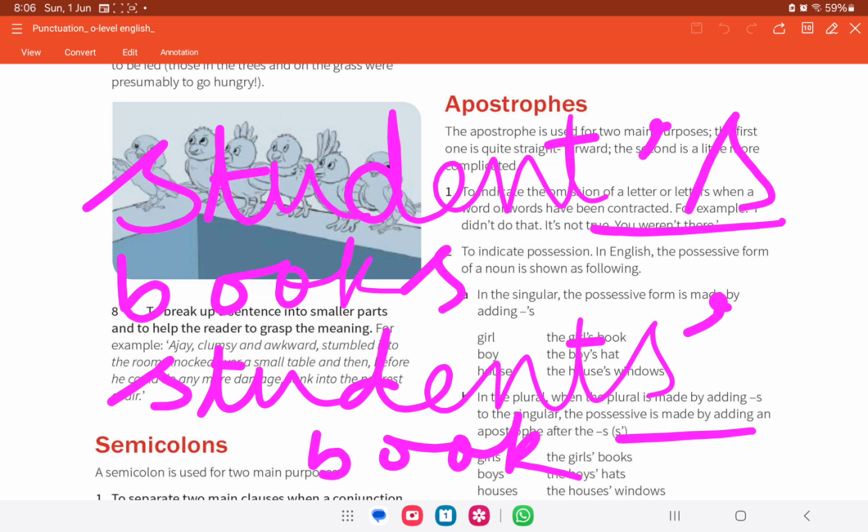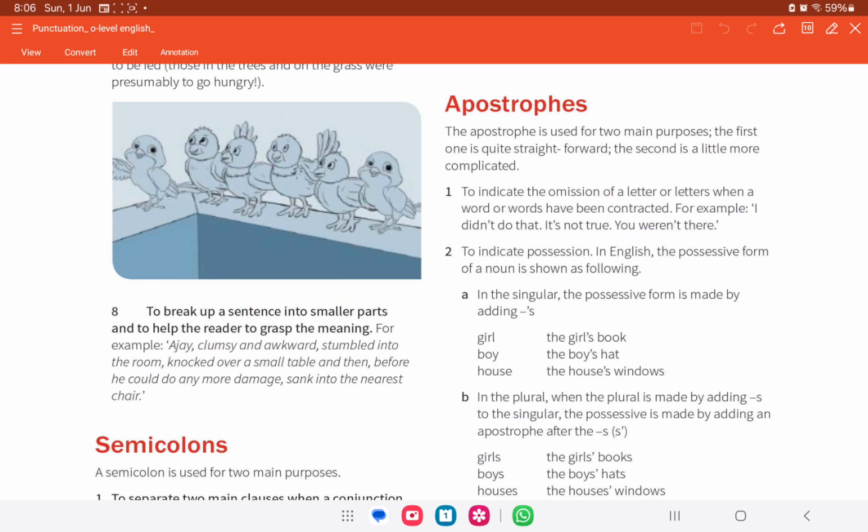Let's begin. So the apostrophe is used for two main purposes. The first one is quite straightforward. The second is a little more complicated. The first one is to indicate the omission of a letter or letters when a word or words have been contracted. For example, I didn't do that. It's not true. You weren't there.